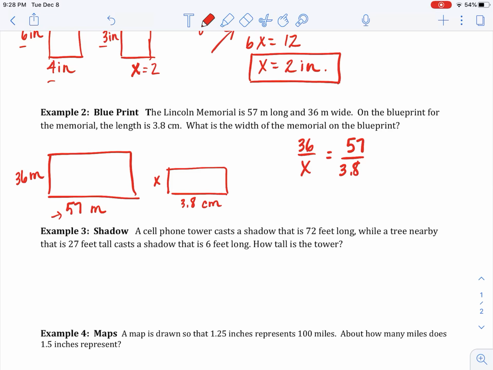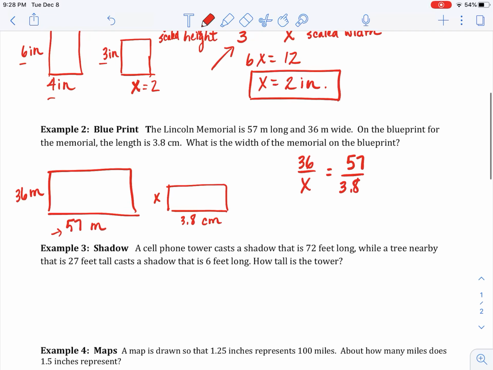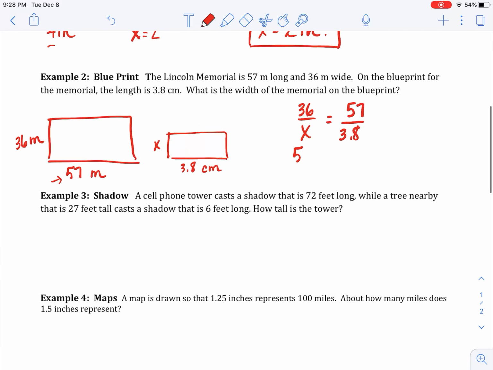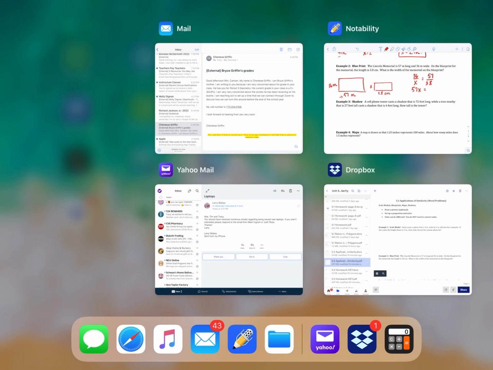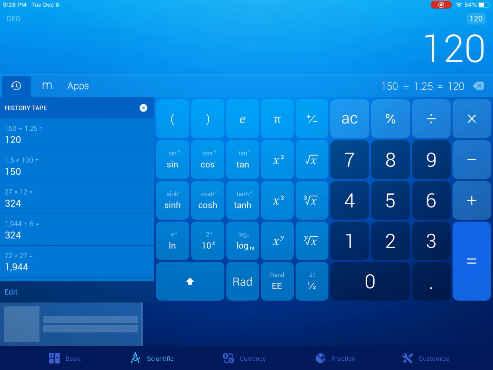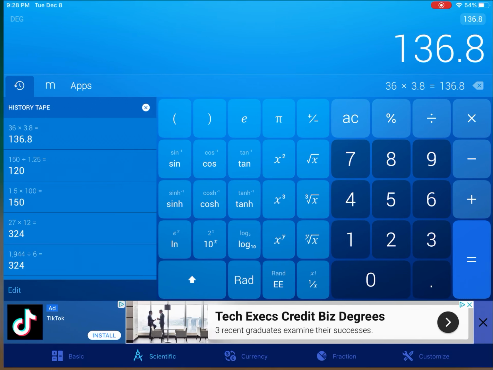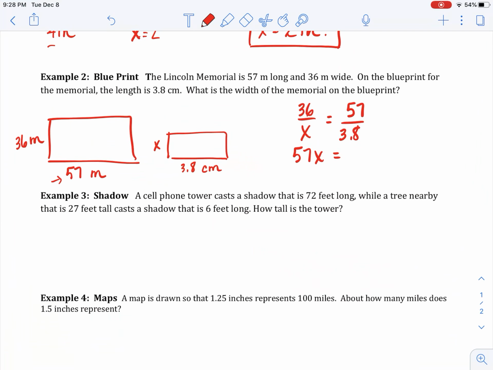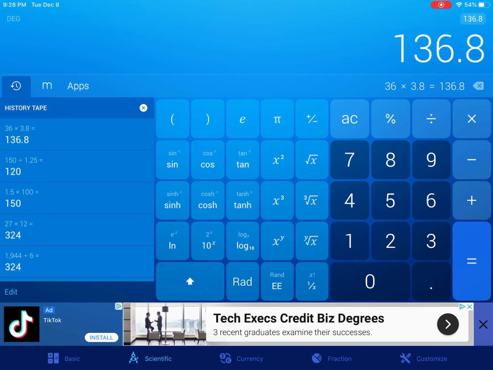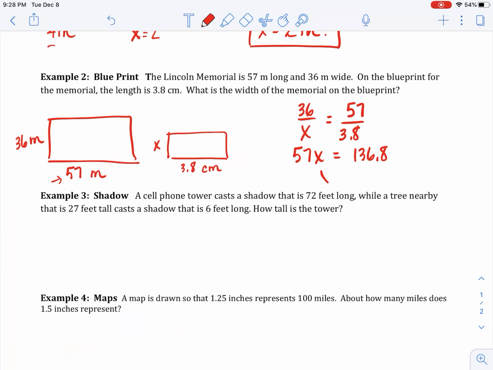So if we multiply, we're going to get 57x equals, and I forgot to do the multiplication again, so 36 times 3.8. 36 times our 3.8, we're going to get 136.8. And so we're going to have to divide that by 57. And we're going to get 2.4. So our x will equal 2.4.